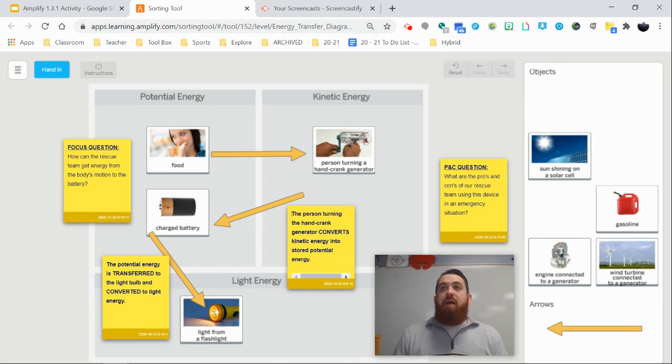So now your job is to take our pros and cons question here, our P&C question, and go back to our slideshow and answer this big idea. What are the pros and cons of our rescue team using this device, this hand crank generator, in an emergency situation? Remember, they're emergency workers, rescue teams for hurricanes and earthquakes and all those sort of things, all the problems that could happen. What would be the pros of using this hand crank generator in those sort of situations? What are the cons? Make your list in the Google slide, and if you have questions, reach out to me. Otherwise, good luck.